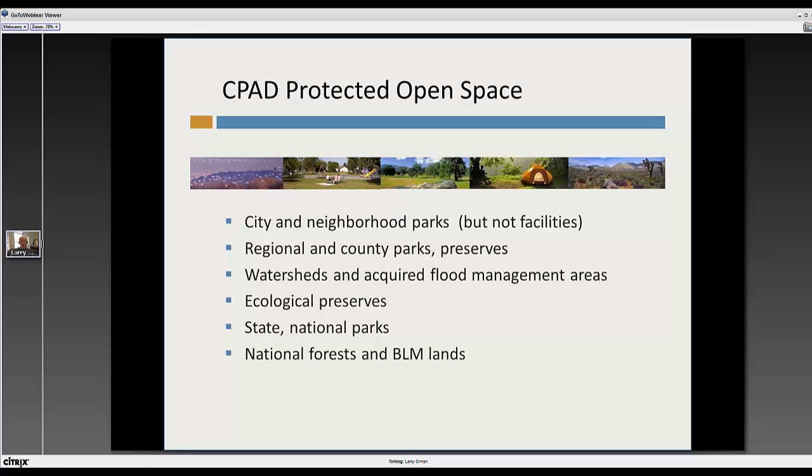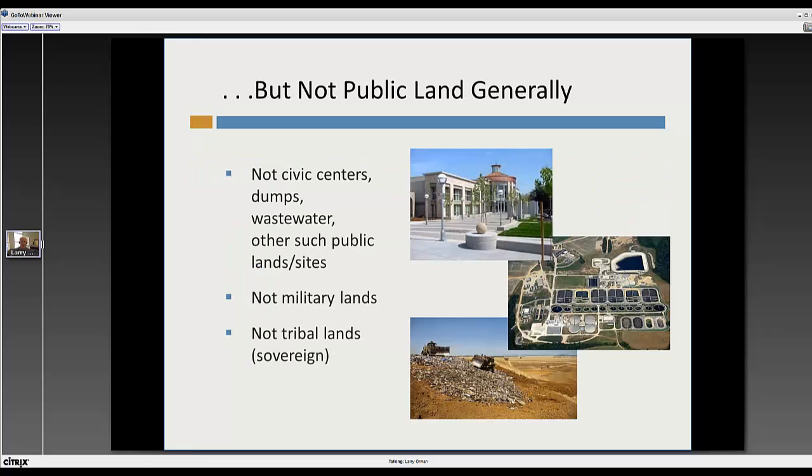There are some questions about the term protected, because we don't mean that it's all protected purely for biodiversity. We mean that it's primarily managed for a range of open space purposes, some of which could include forestry and other extractive uses. We do not include public land generally. This is not a public land data set, so things like you see here are not in there. We also do not include military lands, although there's collateral data for that. And we don't include tribal lands unless we know they're affirmatively protected as open space.